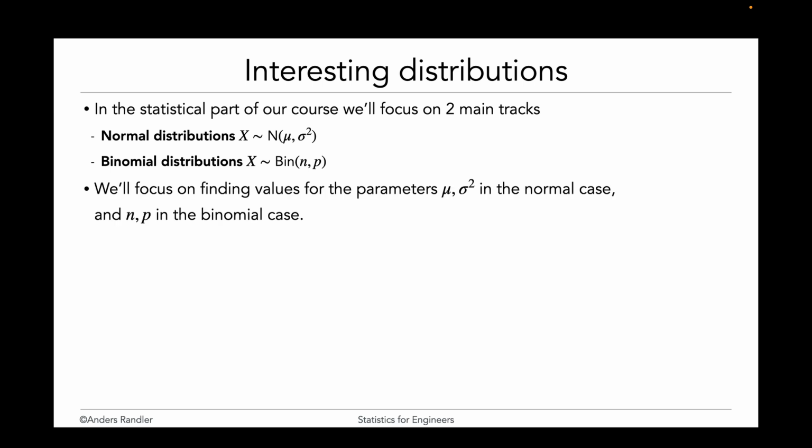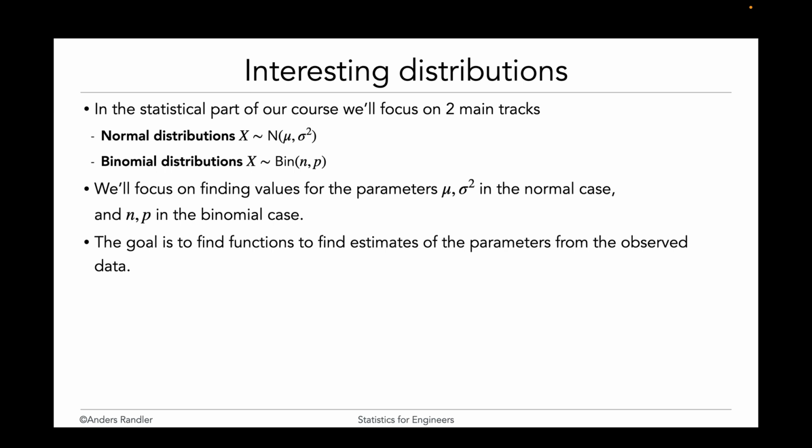So we'll be focusing on finding values, estimates as it's called, for the parameters mu and sigma in the normal case, and n and p in the binomial case. n is not really a question of doing any kind of approximation or estimate, but p is. The goal is to find functions, to find estimates for the parameters.